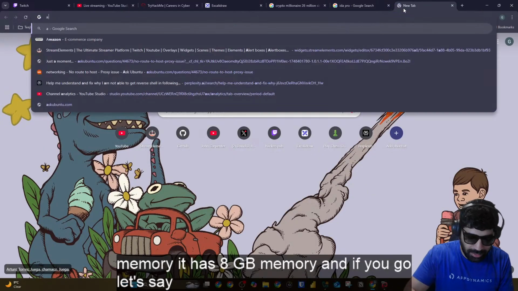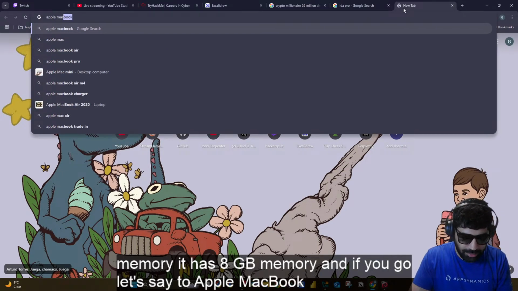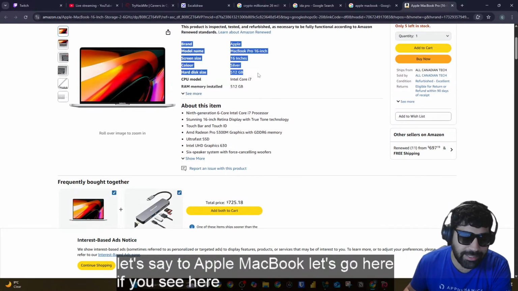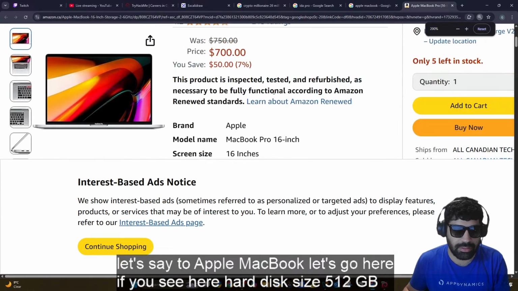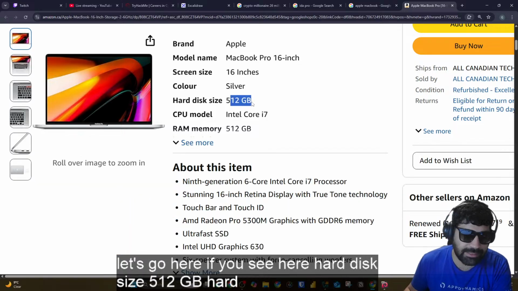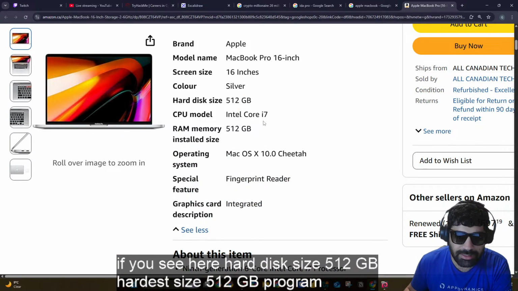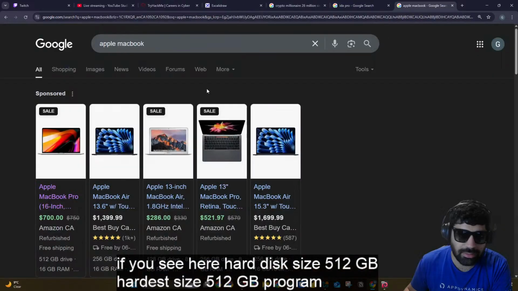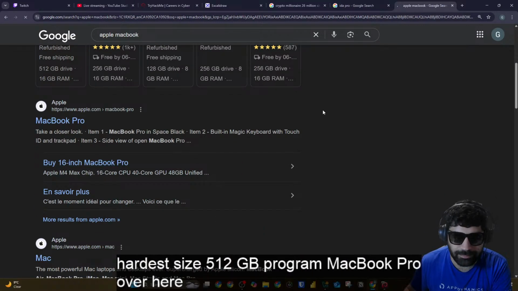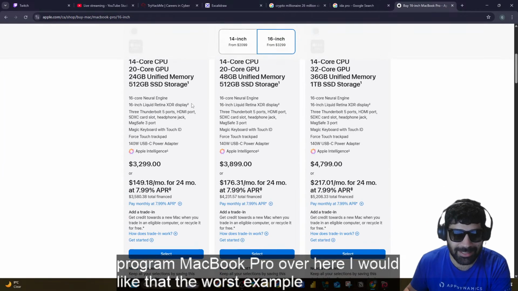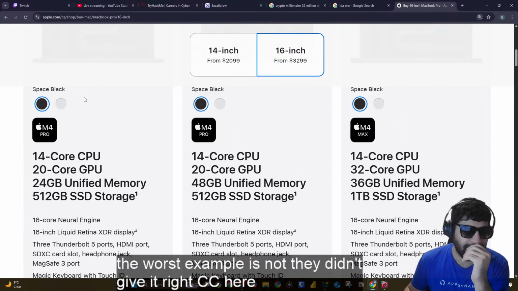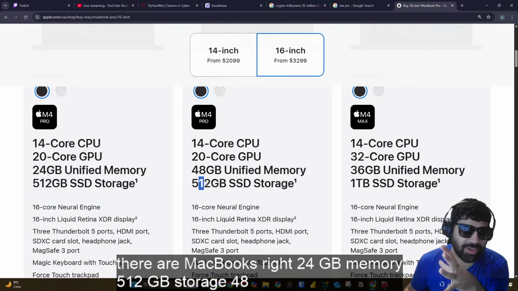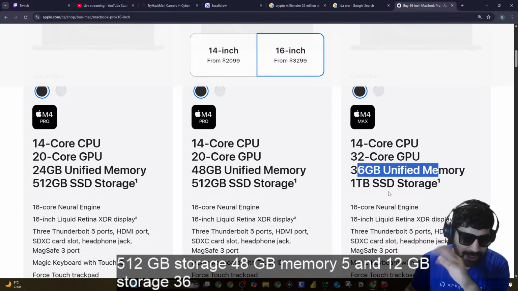And if we go, let's say, to Apple MacBook, let's go here. If you see here, hard disk size 512 GB. Oh, RAM memory? That's a big one. No, that doesn't sound right. MacBook Pro. Okay, here. That was the worst example, they didn't give it right. See here. There are MacBooks with 24 GB memory, 512 GB storage; 48 GB memory, 512 GB storage; 36, 1 terabyte.